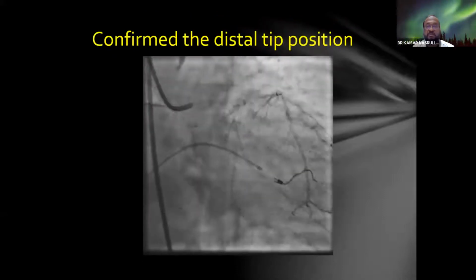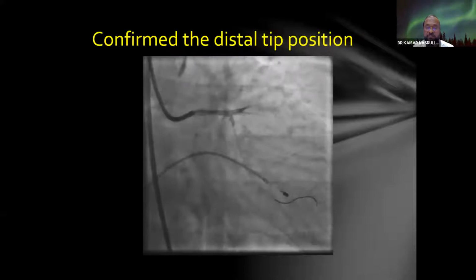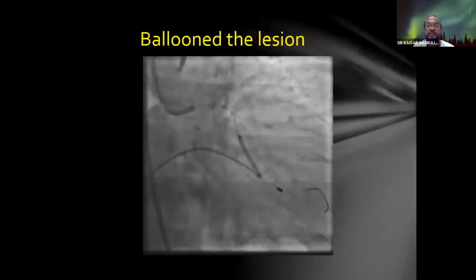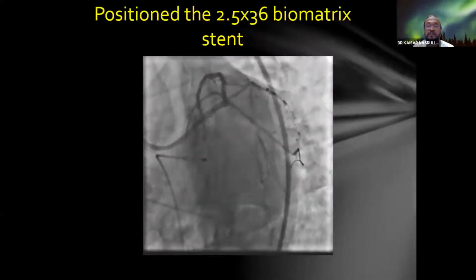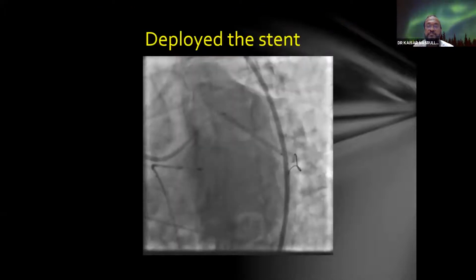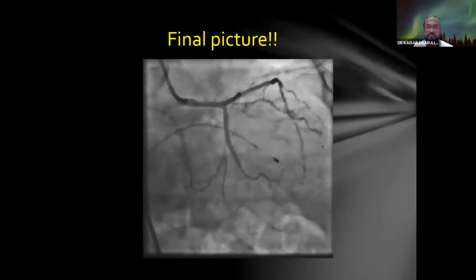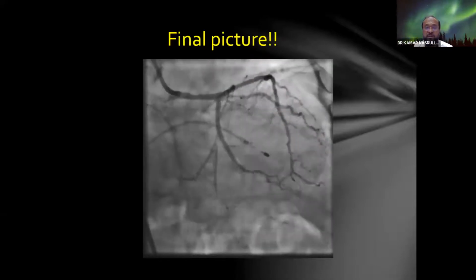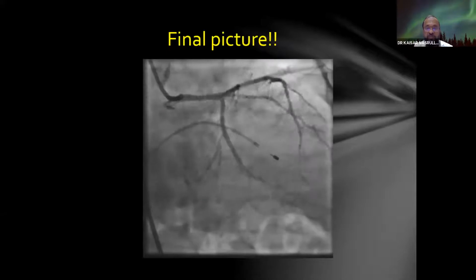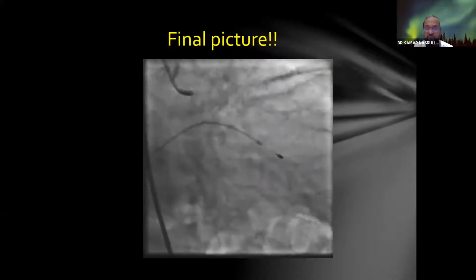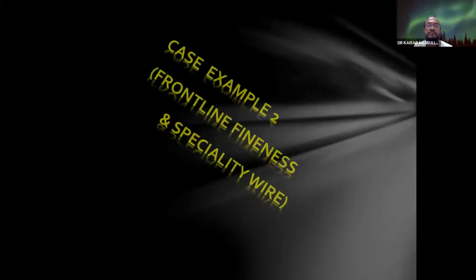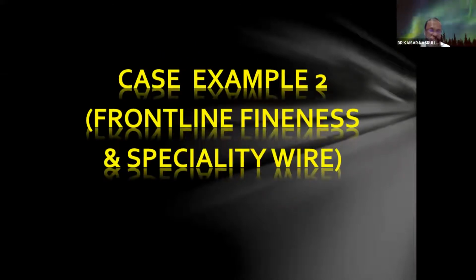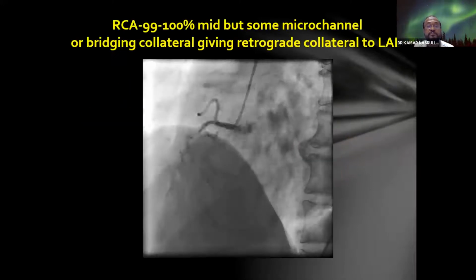Then confirm the distal tip position by taking some dye. Then balloon, stent, and this is the final picture. So in case example one, I've given the basic workhorse wire, a BMW wire. Very straightforward case. Next, frontline finesse wire example and specialty wire example, CTO wires.